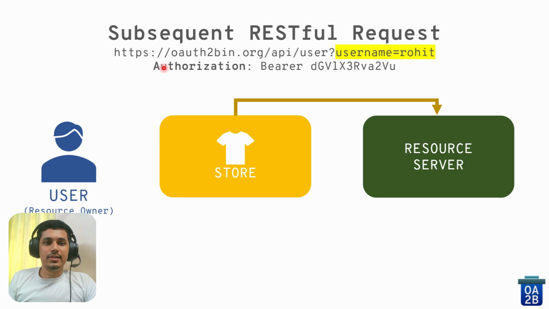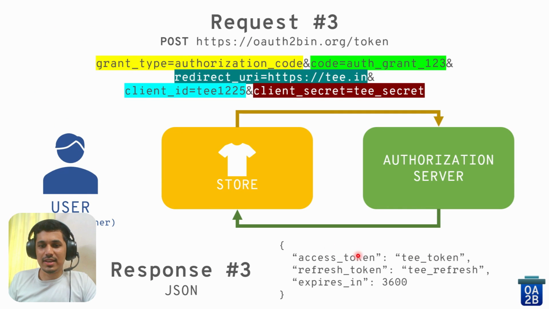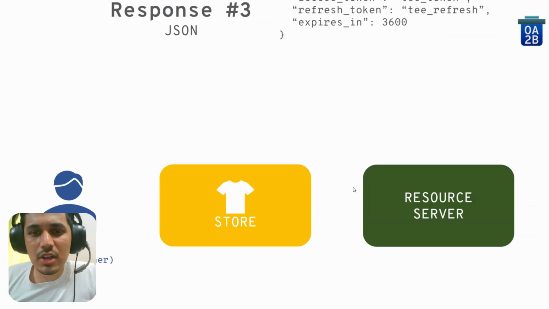So you would set this authorization header in the request with a bearer type of token, and you would base 64 encode your access token, and you would add that base 64 encoded access token here. So this is actually a base 64 encoding of this access token.